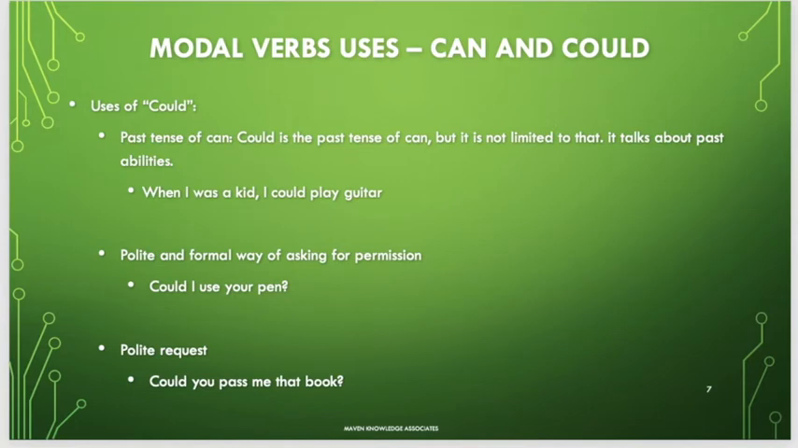Where to use could? Could is the past tense of can. It talks about past abilities. When I was a kid, I could play guitar. So we are using could here as the past tense of can. Second one is a polite and formal way of asking for permission: could I use your pen? So can was more informal, could is more formal and more polite. Polite request: could you pass me that book?